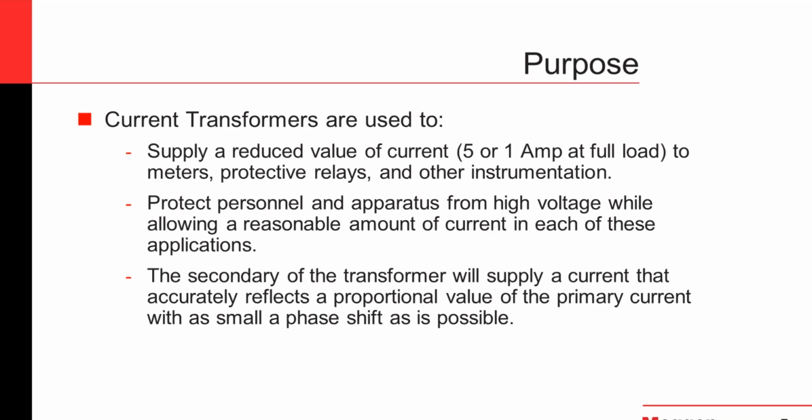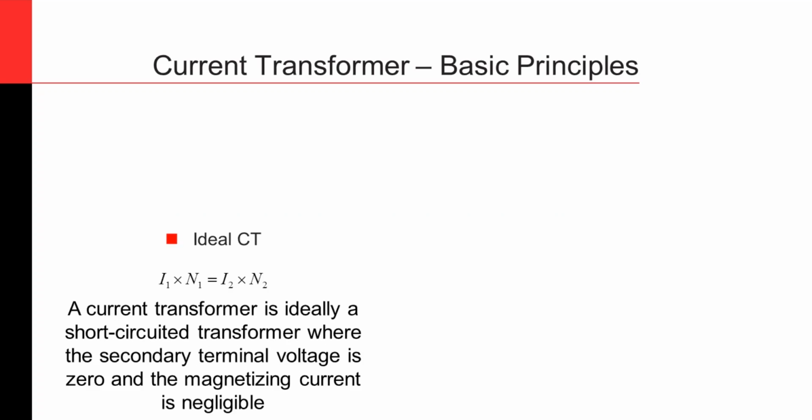Another very important purpose of using a CT is it protects the personnel and also the instrument from exposing it to a very high voltage or a very high value, and keeps it within a reasonable amount of current in each of these applications as mentioned. Now, the secondary of the transformer that supplies a current should be an accurate reflection of the primary current, we already talked about that, with as little phase shift as possible and as accurate as possible.